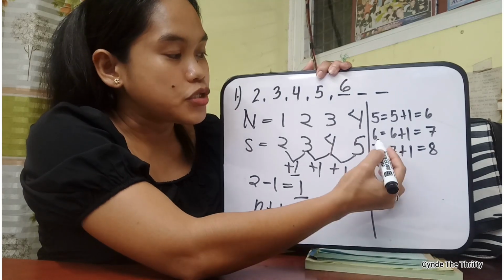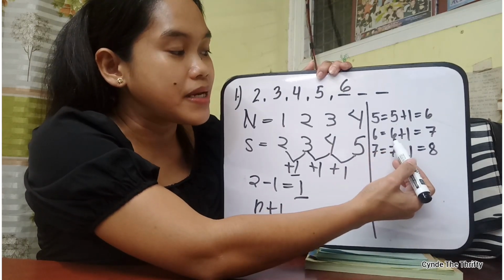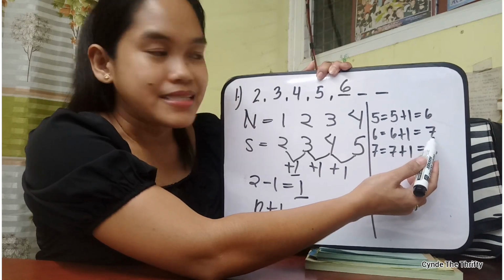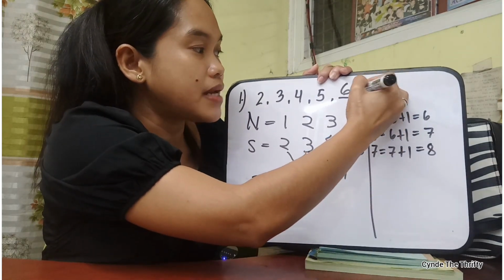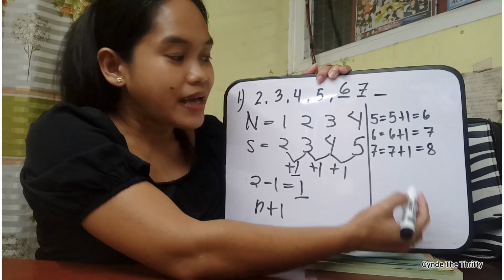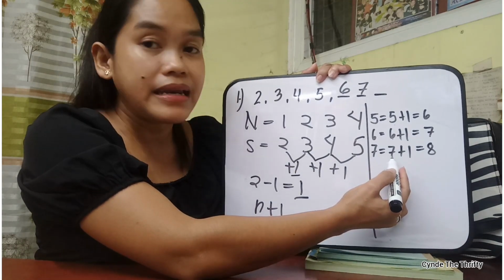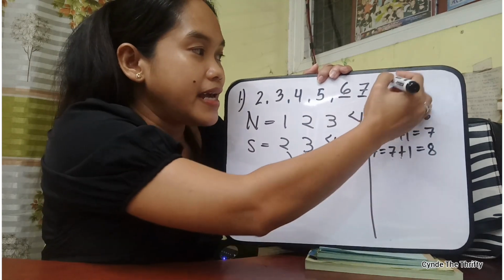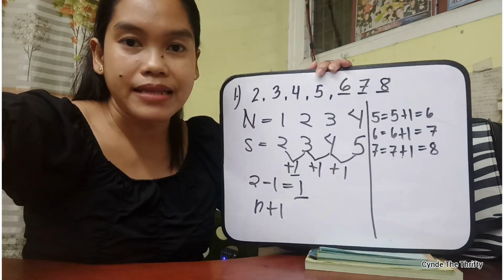Now naman sa ating 6th term. Ano yung n na hinahanap natin? 6. So, 6 plus 1 equals 7. Ibig sabihin ang 6th term natin is 7. Ngayon naman ang 7th term. Ano yung n na hinahanap natin? 7. So, 7 plus 1 equals 8. Ibig sabihin, ang 7th term natin is 8.